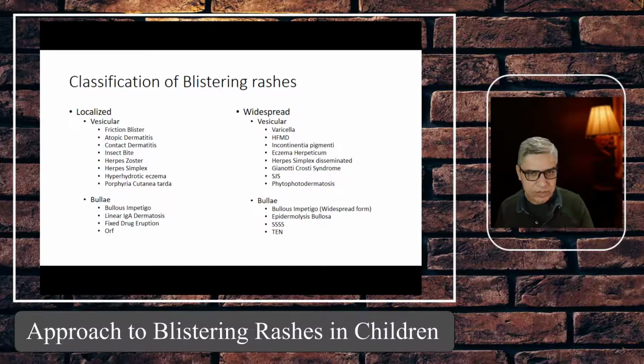Now, some of the conditions which are localized and vesicular in nature. Number one is friction blisters. Friction blisters are very common, and they usually present in neonates or infants who have a habit of sucking their fingers. So if infants and babies are sucking on their thumb or fingers, they can get friction blisters, either on the thumbs or fingers, or sometimes even inside the oral mucosa, especially on the upper or lower lip.